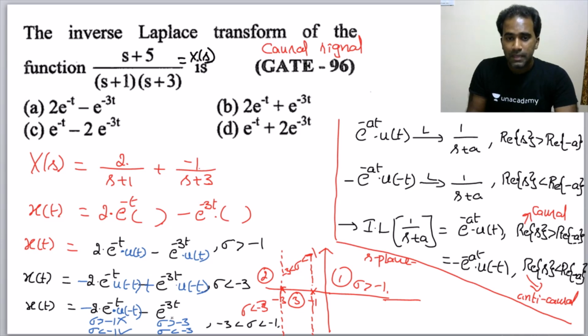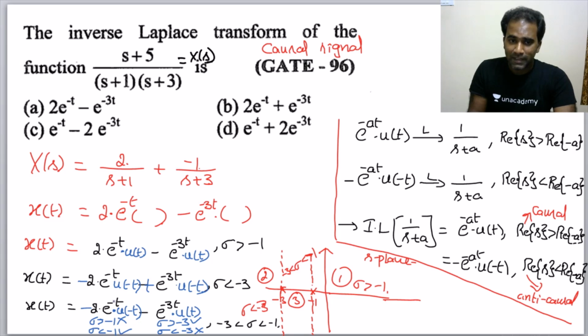Okay. Next, e power -3t. So -3 less than sigma less than -1. For this ROC, which among these two ROCs have intersection? Sigma greater than -3 is having intersection, whereas sigma less than -3 is not having intersection. If sigma greater than -3 is intersected with this one, we get this ROC. If the bottom one was involved in the intersection, then we'll never get this ROC, right? So sigma greater than -3 is the ROC corresponding to the -3 pole. This is the right-sided ROC, which means the -3 pole corresponds to a right-sided signal. So multiply U of t here.